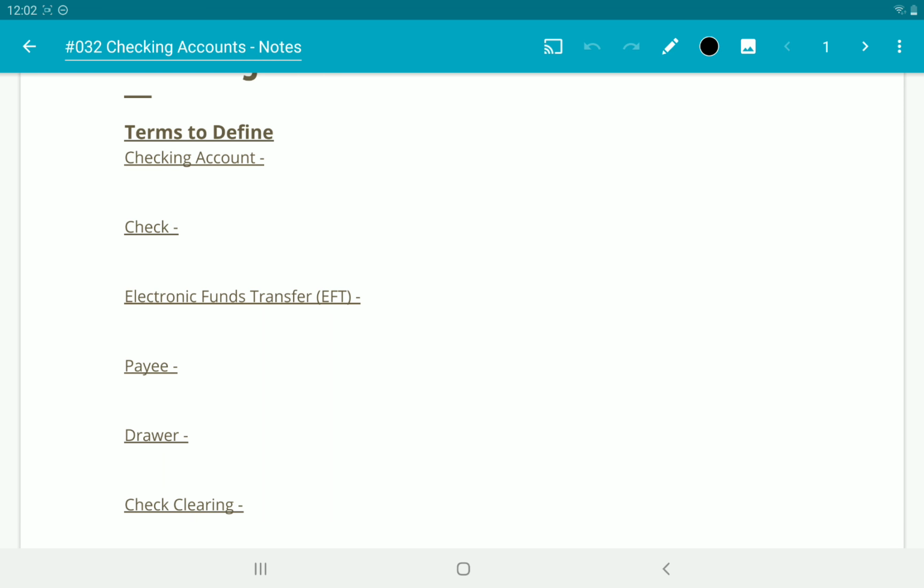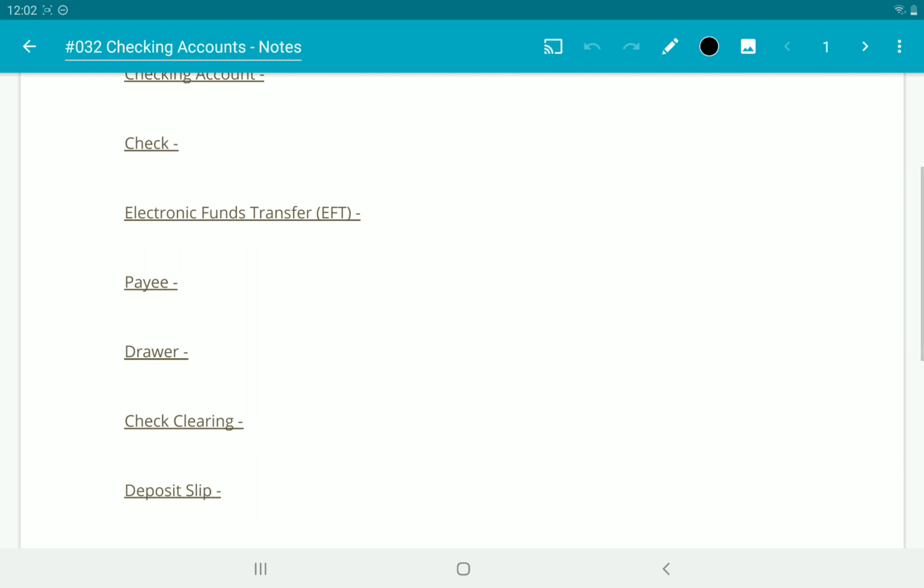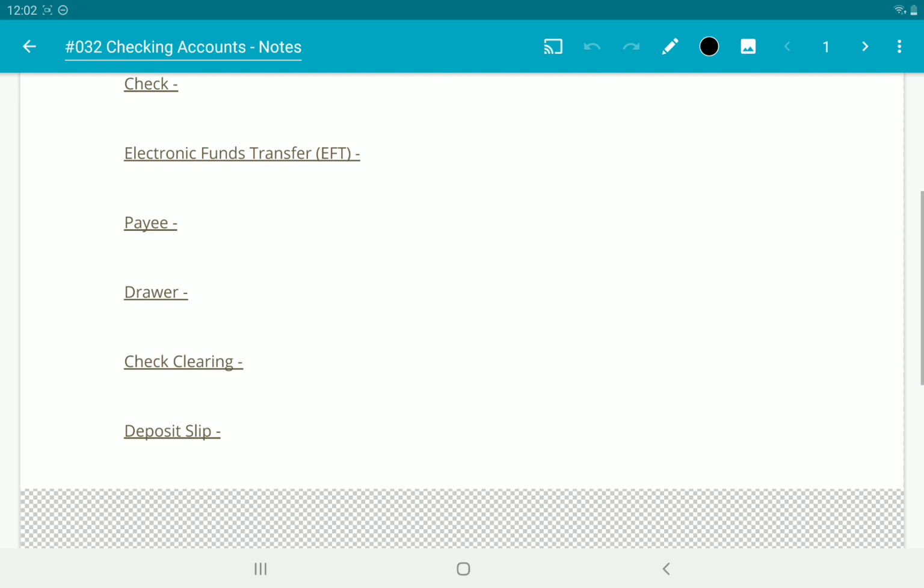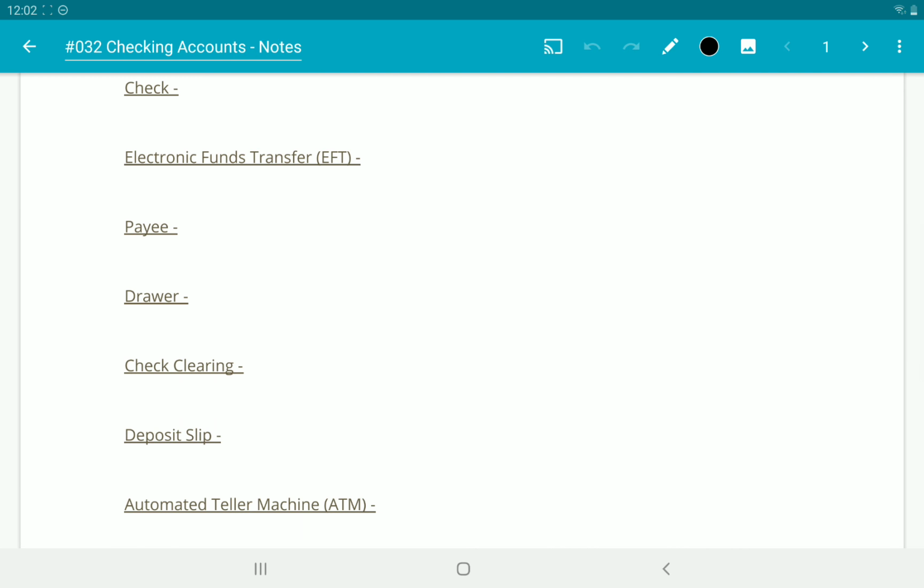A checking account is just an account at a bank that allows a customer to deposit money, make withdrawals, and make transfers from the funds or deposit money. So basically you can put money into a checking account and you can take money out. A check is just a written order that tells the bank to pay money from an account to the check holder, so to whoever cashes the check or uses the check.